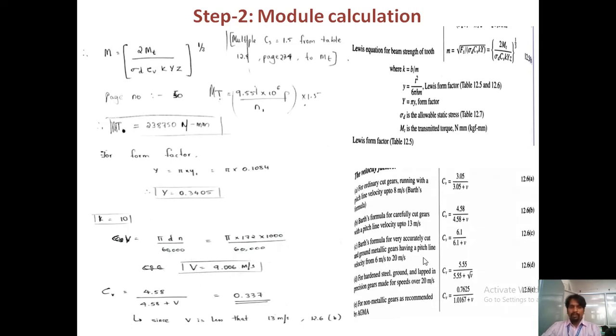Once we get the velocity, we need to look at these equations. The Cv depends upon velocity. The first case is when the velocity is up to 8 meter per second, we use this equation. When the velocity is between 8 to 30, we use this equation. And the remaining are for up to 20 meter per second and greater than 20 meter per second. In this case, velocity is 9, that means more than 8 and less than 30, so we go for the second case, where Cv is given by 4.58 divided by 4.58 plus V. Substitute the value of V, 9.006, so that Cv is equal to 0.337.